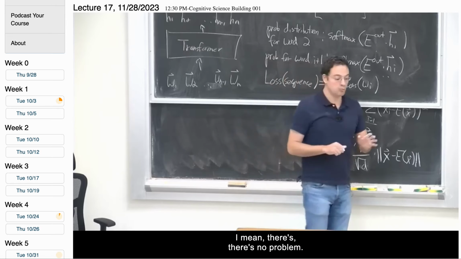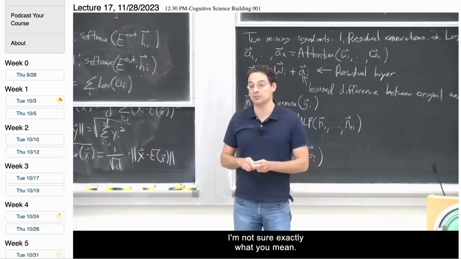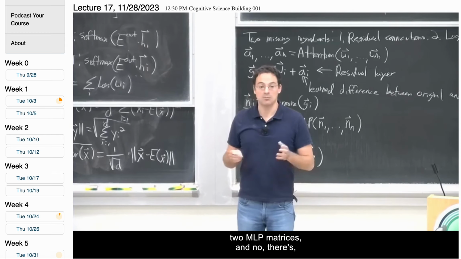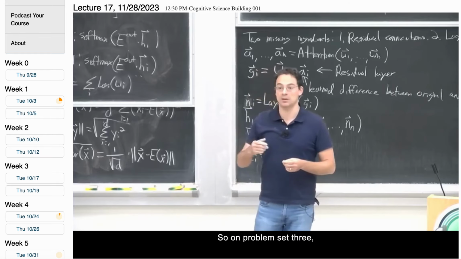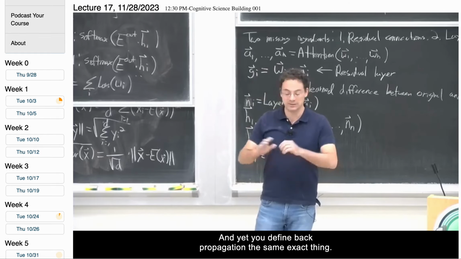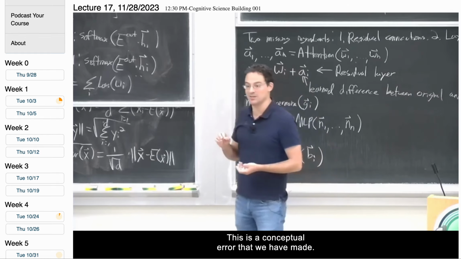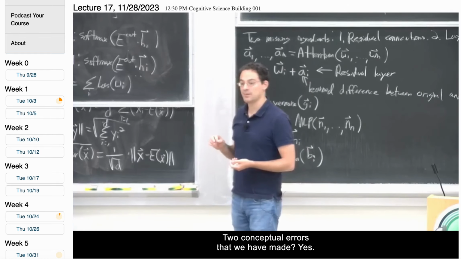Well, no. There's no problem. Just think about there's more than 2 weight matrices. There's 5 weight matrices per layer, right? There's the 3 attention matrices and 2 MLP matrices. It's the same as in any MLP. On problem set 3, I believe there were 2 weight matrices there, and yet you define backpropagation. It's the same exact thing. There's nothing funny about backpropagation here. Nothing technical like that. This is a conceptual error that we have made. 2 conceptual errors that we have made.